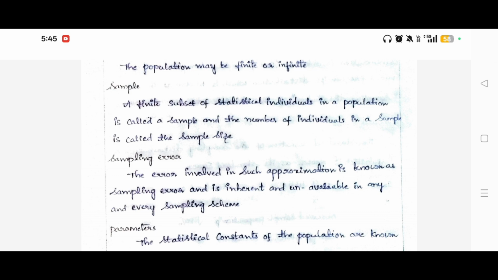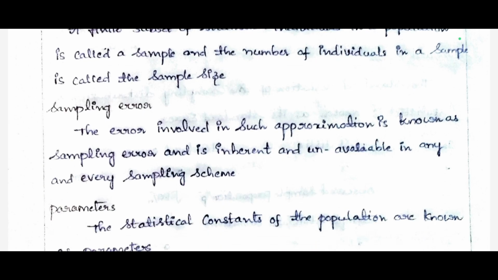Next, sample definition. A finite subset of statistical individuals in a population is called a sample, and the number of individuals in a sample is called the sample size. Next, sampling error. The error involved in such approximation is known as sampling error and is inherent and unavoidable in any and every sampling scheme.